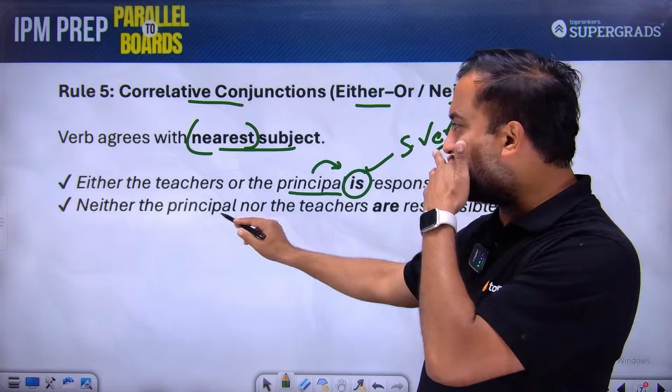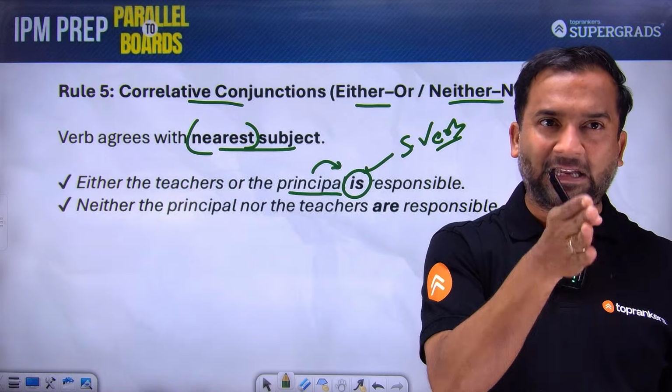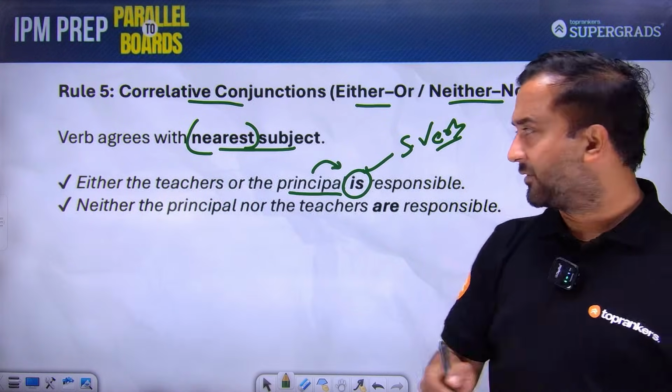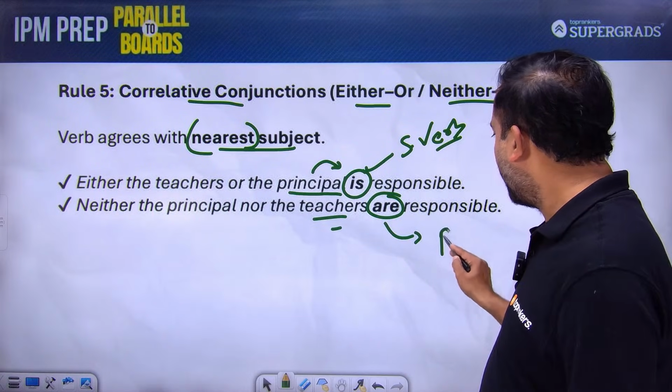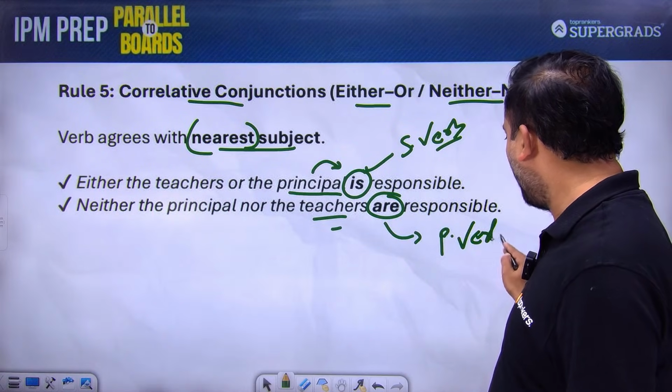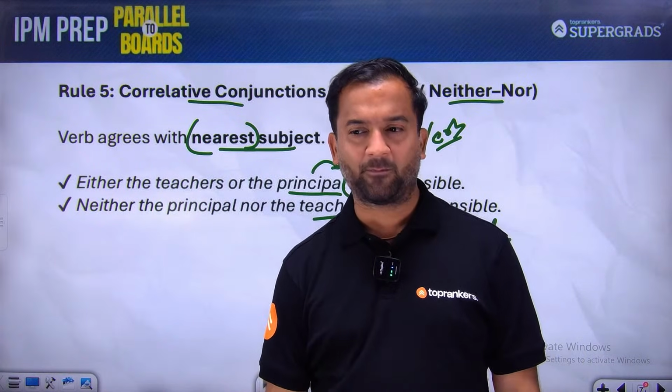"Neither the principal nor the teachers." Now because teachers अब इस तरफ आ गया, teachers is nearer to the verb, so verb agrees with the nearest subject, teachers लिखा हुआ है, so this will take a plural verb, students. This will take a plural verb.